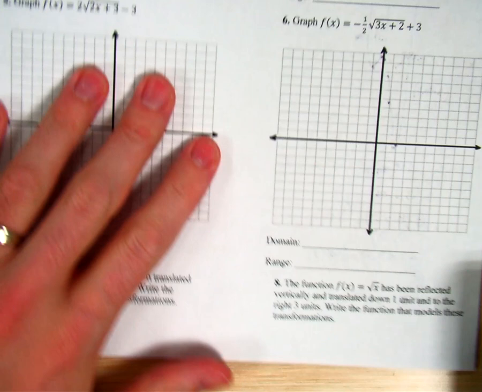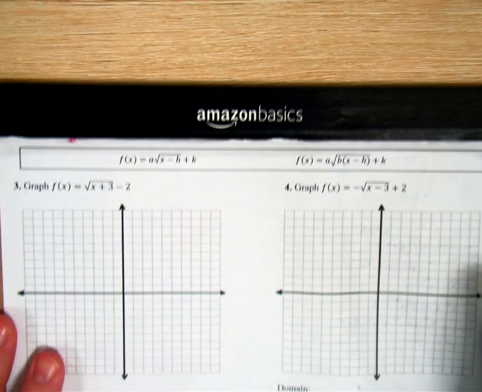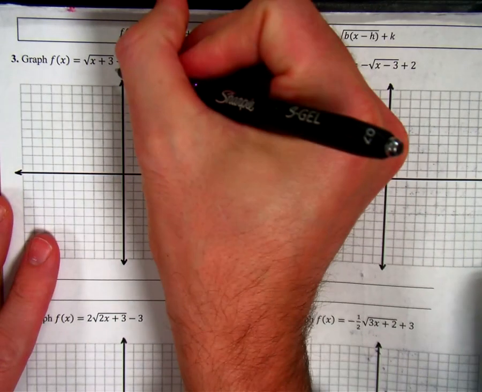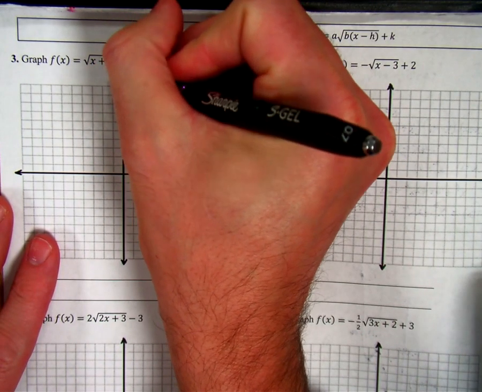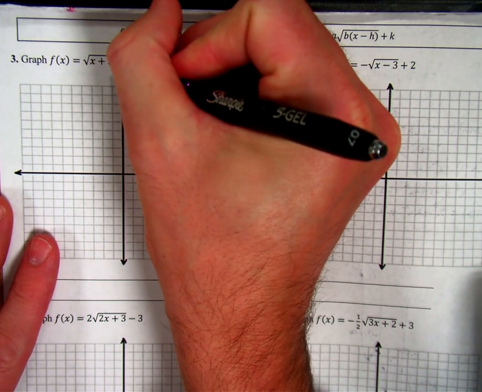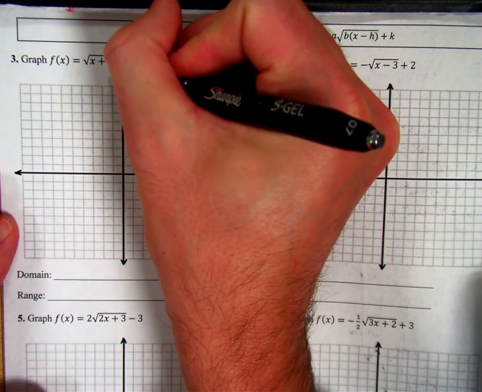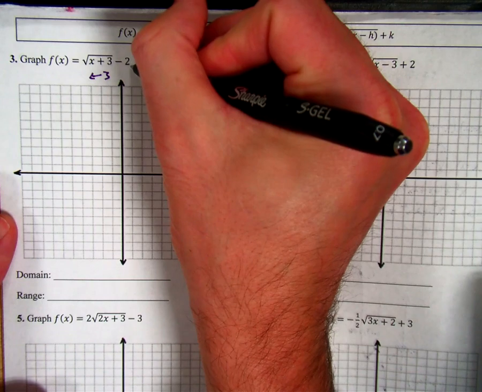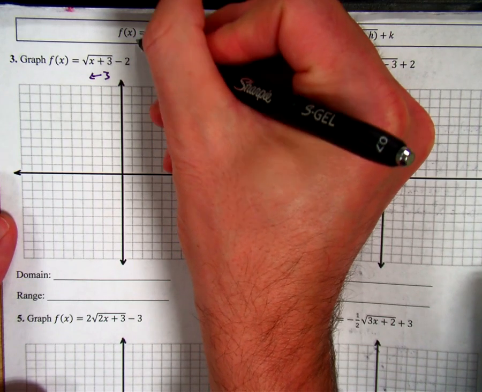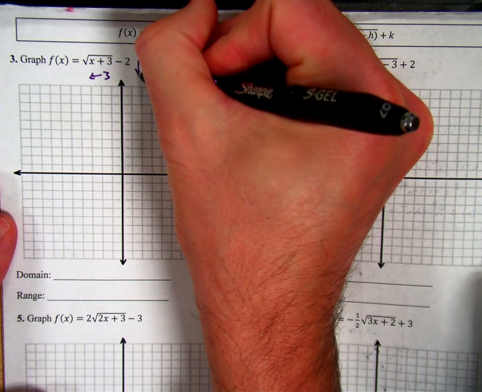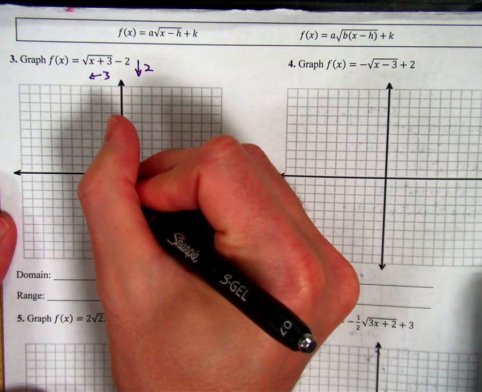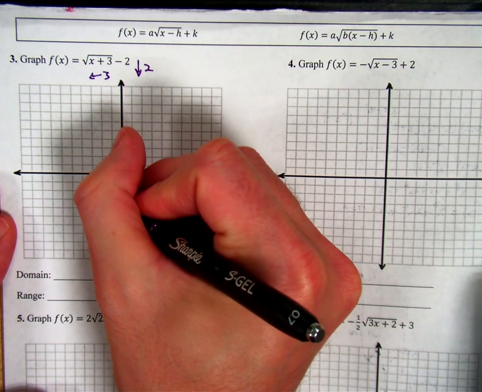Okay, graphing a relatively friendly square root. This is relatively new, but the inside controls left and right, and it's opposite of what your brain wants to think. So +3 is actually going to go backwards 3, and -2, the outside, goes up and down, and it's normal, what your brain wants to think. So our starting point is 1, 2, 3 back, and 1, 2 down.